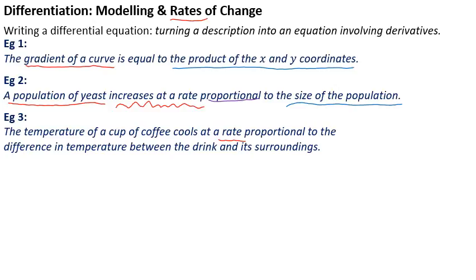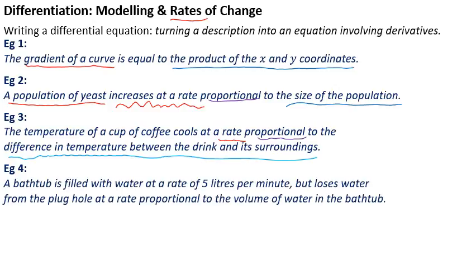There's a couple other things in here. It's got this proportionality thing again, so there'll be some constant of proportionality you need to incorporate. But then the thing it's proportional to is not just, like in the previous question, the size of the population or proportional to the temperature. It's proportional to the difference in temperature between the drink and its surroundings. So we're looking for proportionality according to some other expression that you need to write.